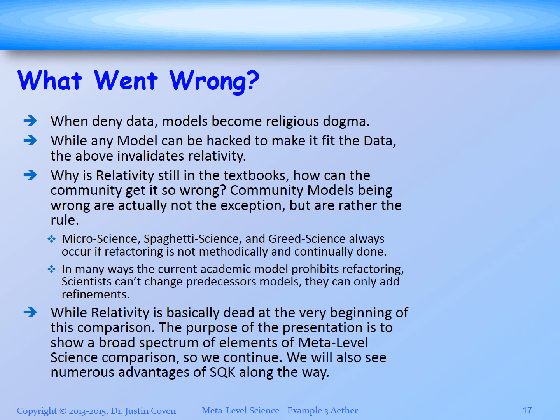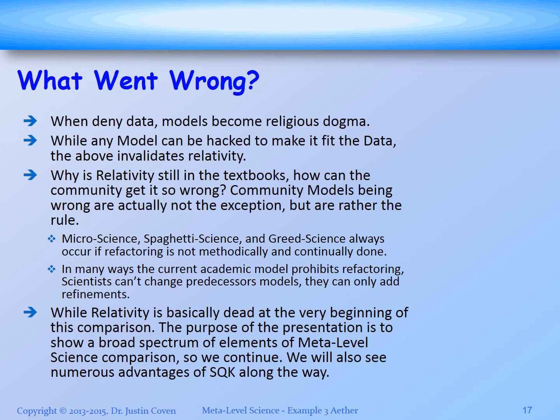What went wrong? When you deny data, models become religious dogma. While any model can be hacked to make it fit the data, the above invalidates relativity. Why is relativity still in the textbooks? How can the community get it so wrong? Community models being wrong are actually not the exception, but are rather the rule.